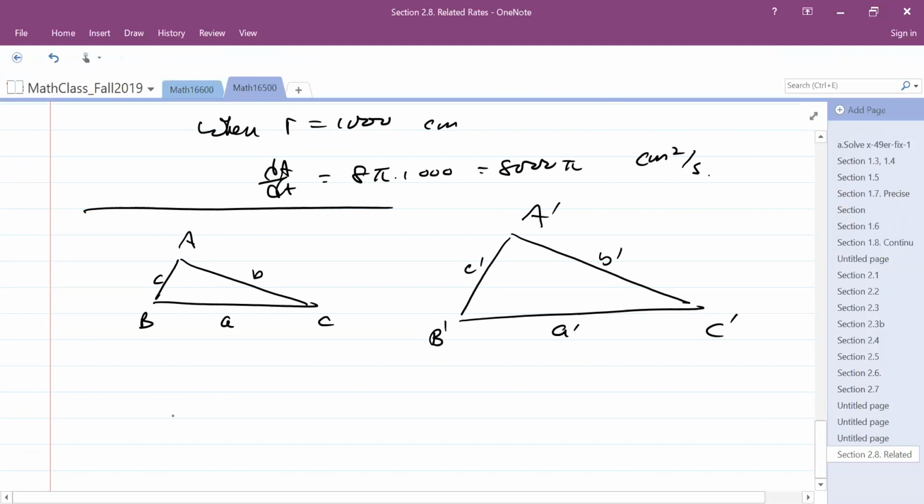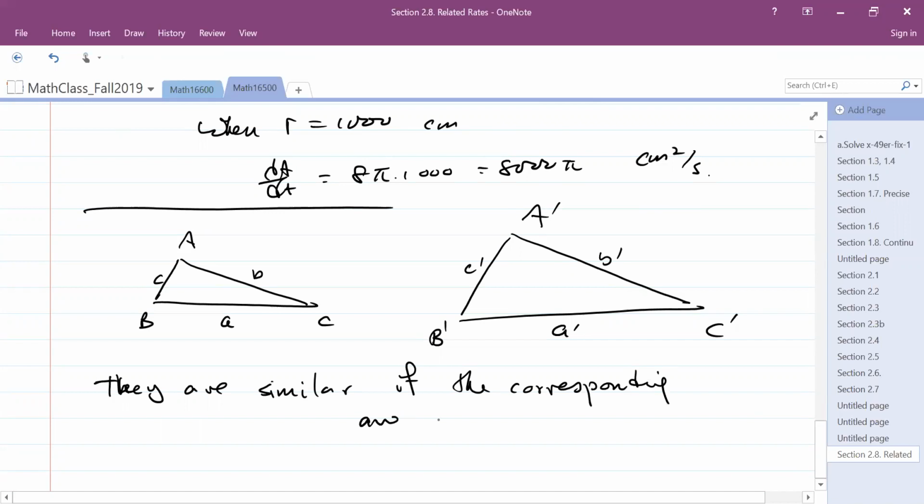Two triangles are similar by definition if the corresponding angles are equal to each other.